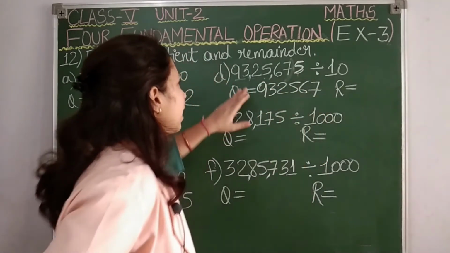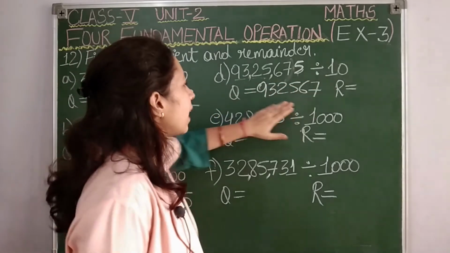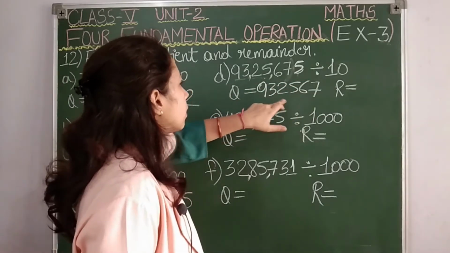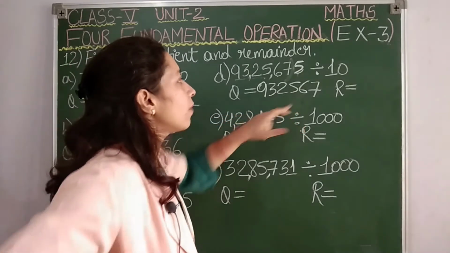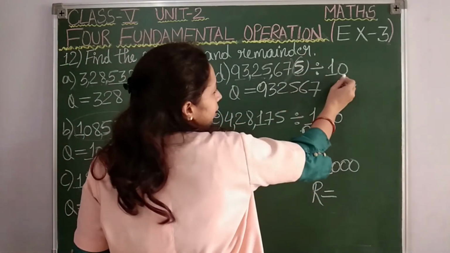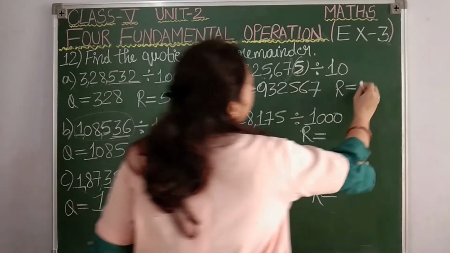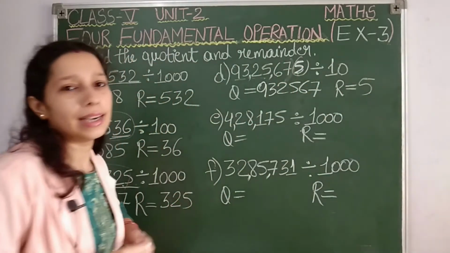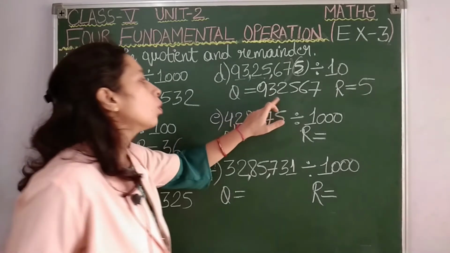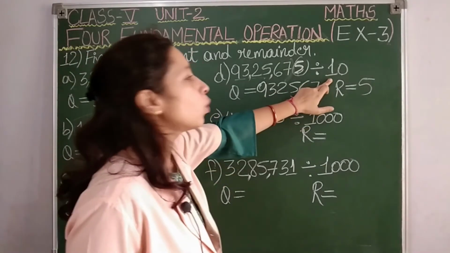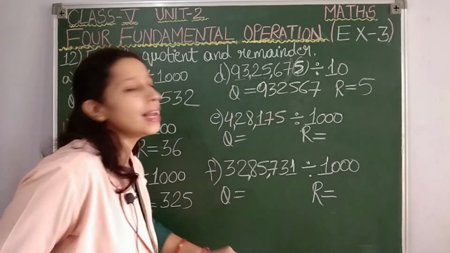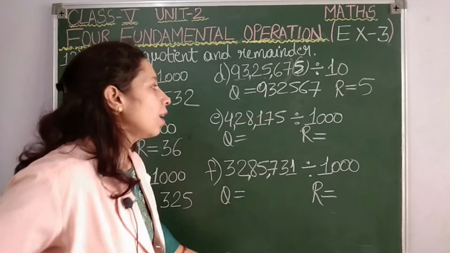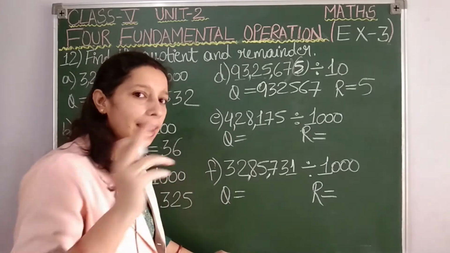93,25,67. When I divide this number with 10, I will get 9,32,567 as the quotient, and what will be the remainder? The last digit. See here it is only 10, so the remainder will be only your last digit. Okay, now 932567 into 10 when you do, you will surely get 93,25,670. Clear, students? Okay, this question I will be telling you with a trick.